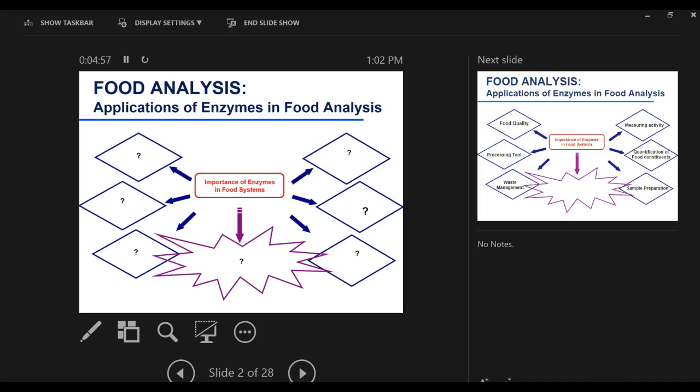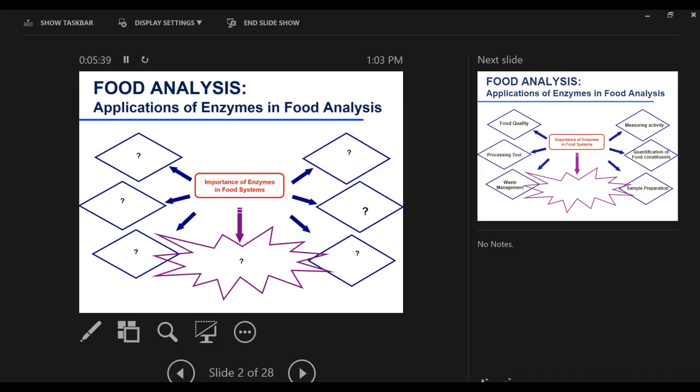Color development, right? Like polyphenol oxidase. Can result in brown color. Again, quality. We said quality so far, processing tool. Tenderization. That means tenderization, processing tool. Another example of processing tool. You use papain and bromelain to tenderize meat. Okay, yes. Like enzyme digestion.